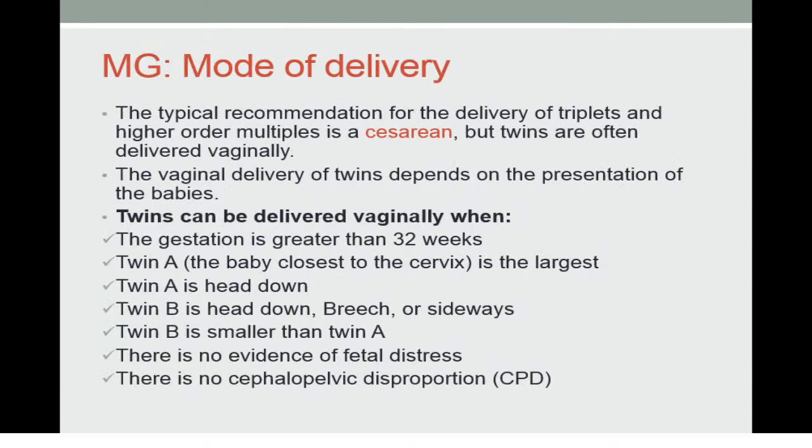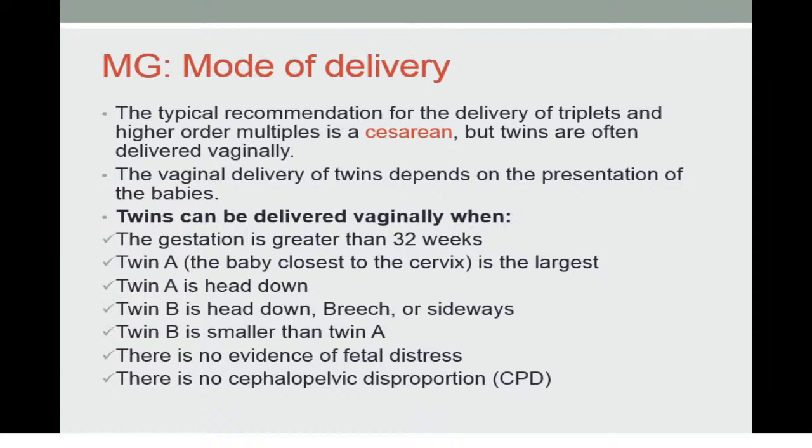And now, at last, mode of delivery. We managed the patient from the very beginning up to the term of labor. Now we have to choose the mode and time of delivery. The typical recommendation for the delivery of triplets and higher order multiples is cesarean, but twins are often delivered vaginally. Only twins may be delivered vaginally, and there are special indications for vaginal delivery of twins. Triplets and more have to be delivered by cesarean section. I repeat again, twins may have special indications for cesarean delivery too.